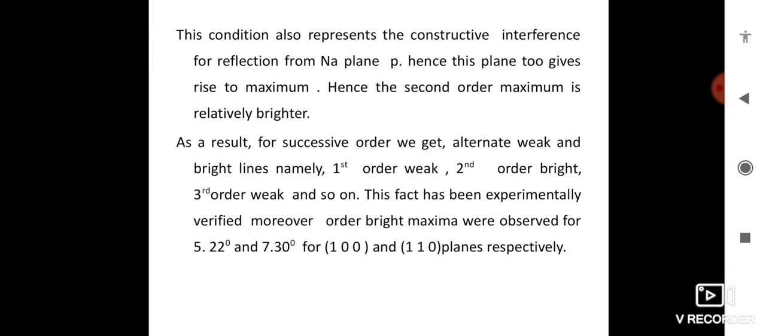As a result, for successive orders, we get alternate weak and bright lines, namely first order weak, second order bright, and third order weak, and so on. This fact has been experimentally verified. Moreover, bright maxima were observed at angles 5.22 degree and 7.30 degree for 100 and 110 planes respectively.